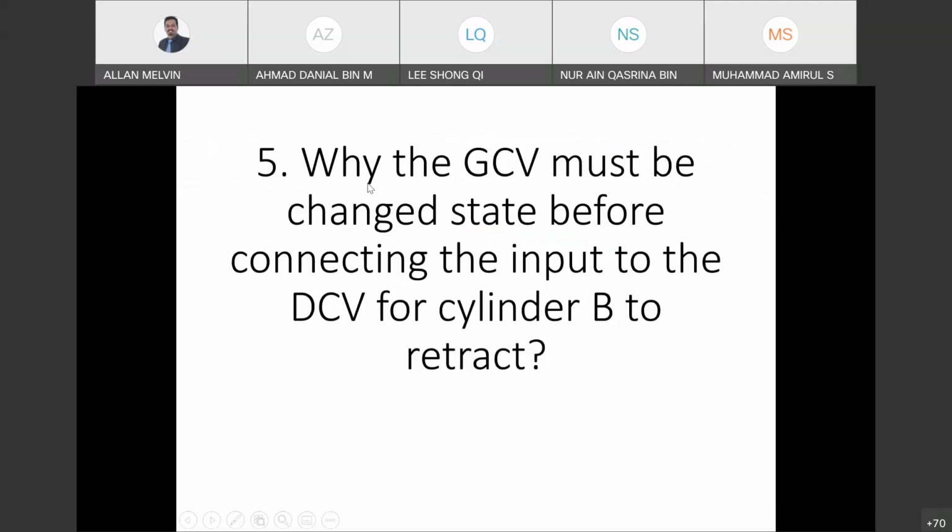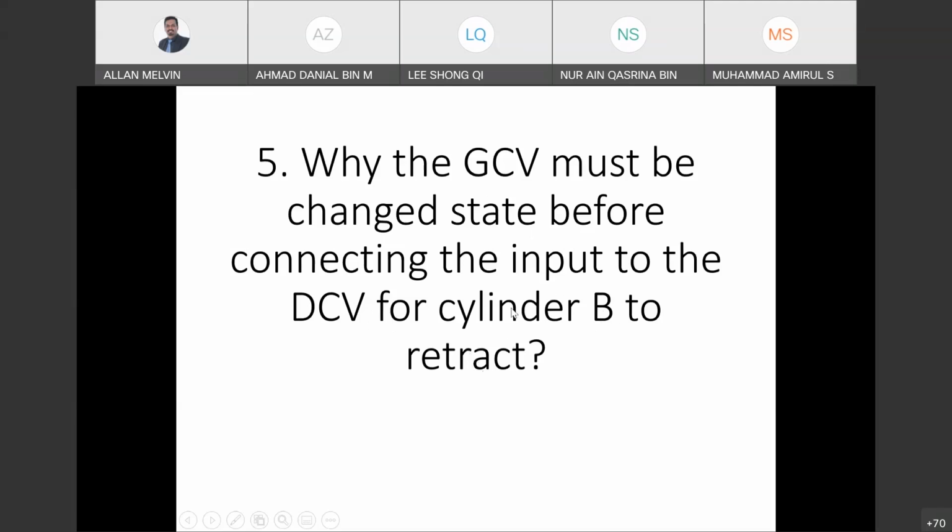Okay, so why group changing valve must change state? So group changing valves change state maksudnya dia tukar kumpulan. So dari kumpulan satu tukar ke kumpulan dua. So the answer is why the group changing valve must change state before connecting the input to the direction control valve for cylinder B to retract.